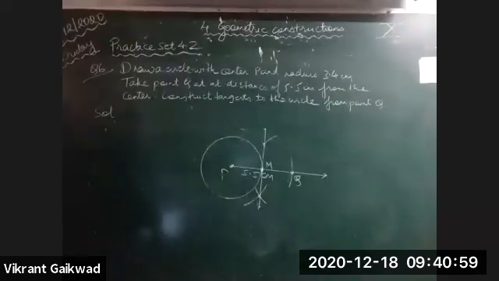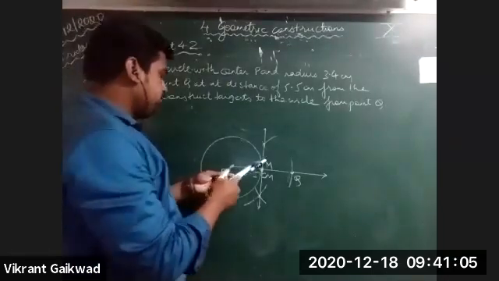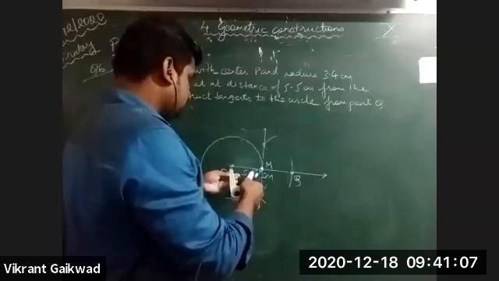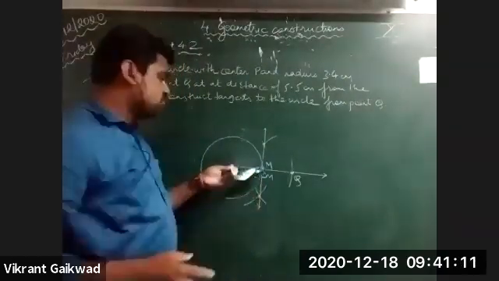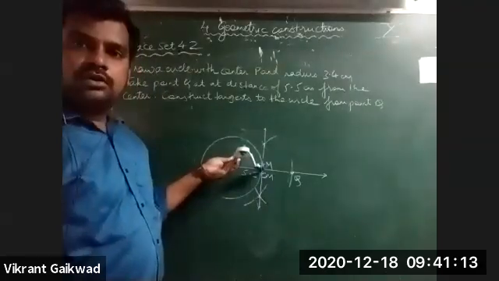After that, what I'm going to do is I'll take the distance of PM. I'm going to take the distance of PM on my rounder.